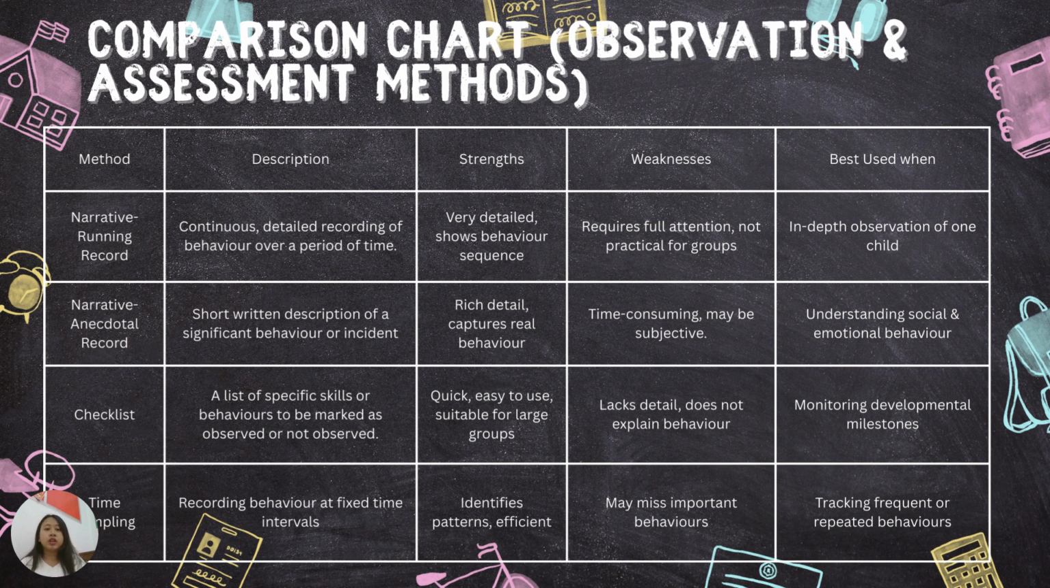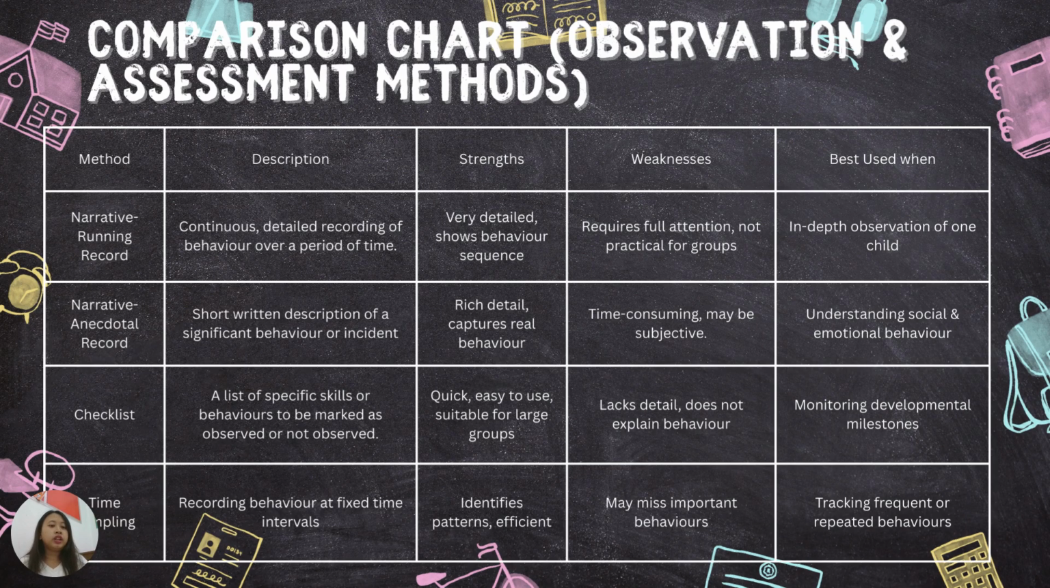Now I will go for the comparison tasks, which are the observation and assessment methods. Narrative running record is a continuous, detailed record of behavior over a period of time. Its strength is that it is very detailed and shows behavior sequence. But the weakness is that it requires full attention and is not practical for groups. It is best used for deep observation of one child.